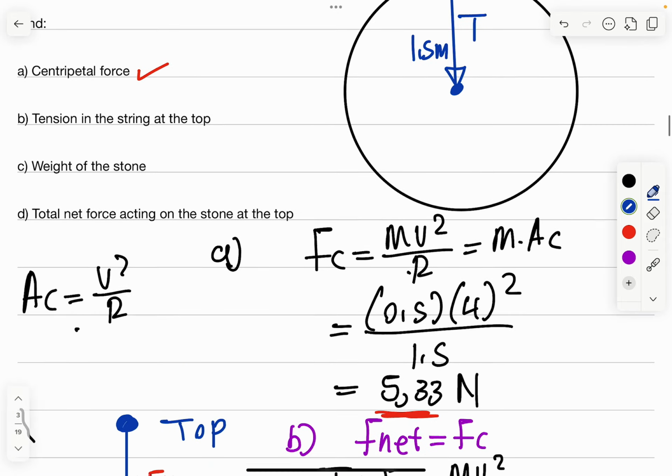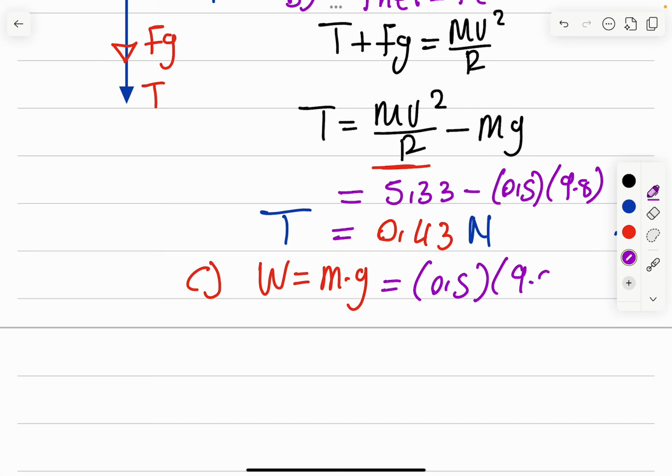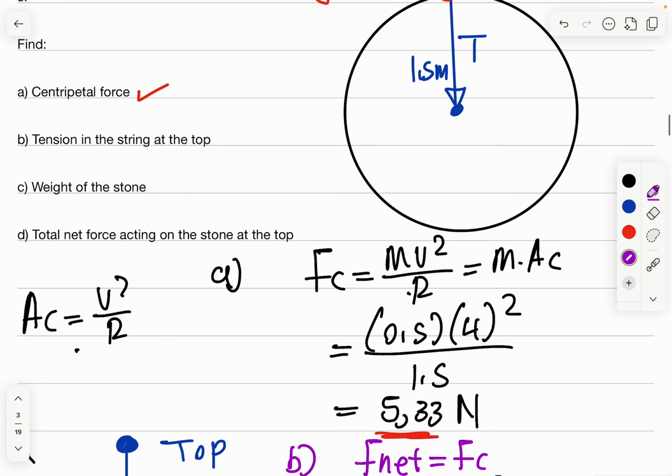Understand? They say calculate the weight of the stone. I told you the weight equals mass times gravitational force. So what is your mass? Your mass is 0.5. Your gravity is 9.81. Therefore, your answer is going to be 0.5 multiplied by 9.8, which is 4.9 newtons.